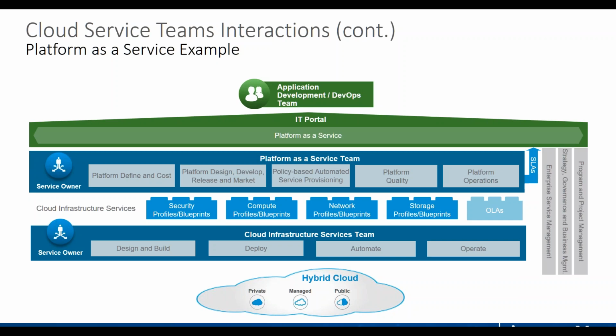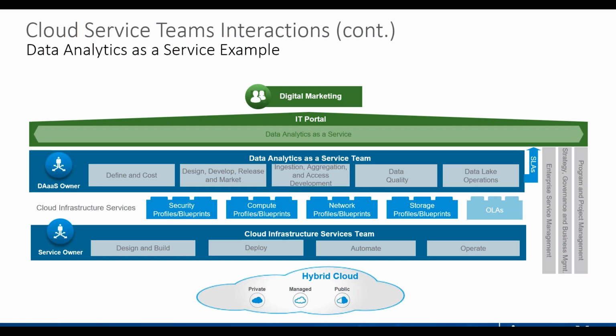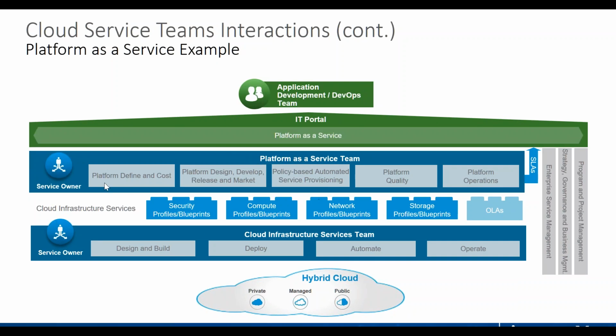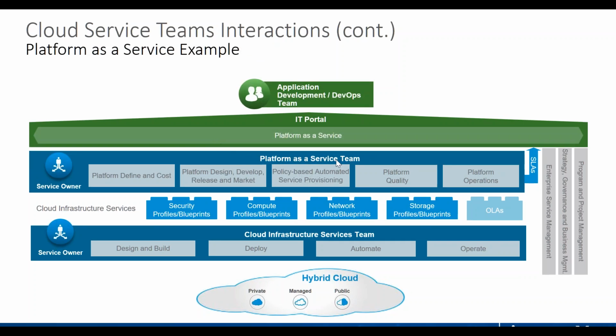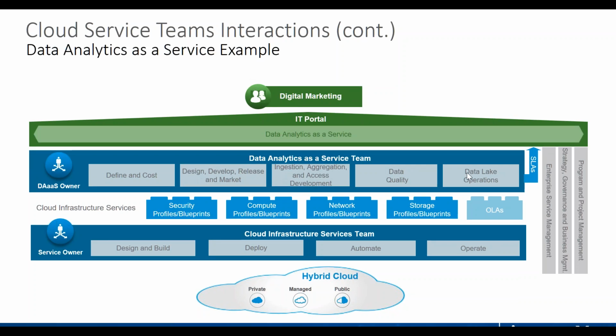But one thing to notice here, and I'll go back and forth to make it simpler, is that the service owner needs to decide specifically for that platform what's required. Right, in the case of app dev, policy-based automated service provisioning might be a requirement, but in the case of analytics, we need to figure out how we're going to ingest, aggregate, and access data for that. So each specific platform may have its own pieces, right? Platform quality and platform operations are important for developers, but data quality and data lake operations are more important for data and analytics. So think of each service.